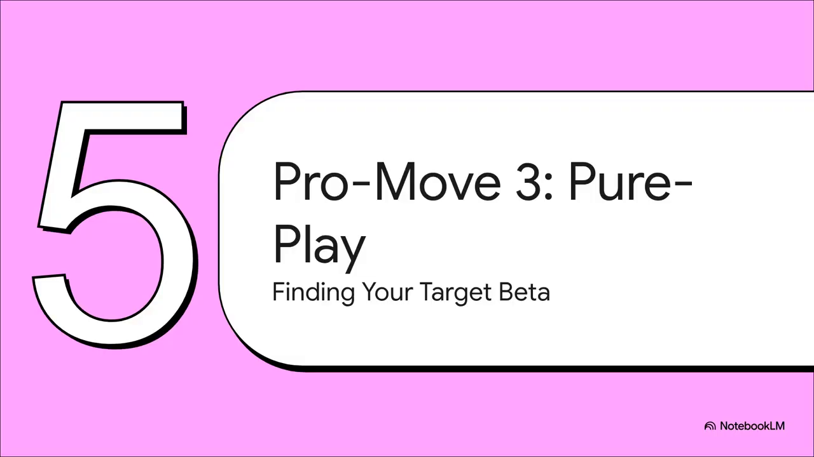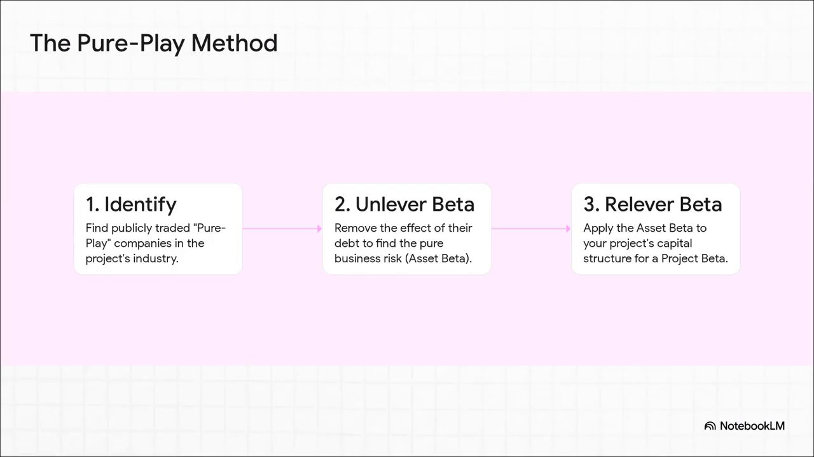And now for our final pro move, and trust me, this one is a total boss move. It's called the Pure Play method, and it's your secret weapon, especially when you're looking at projects in a brand new industry or for private companies where you can't just look up a stock price. This sounds complicated, but it's really just a clever 3-step dance. First, you find public companies that do only the thing your project wants to do. These are your pure plays.